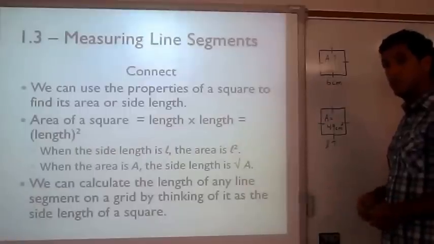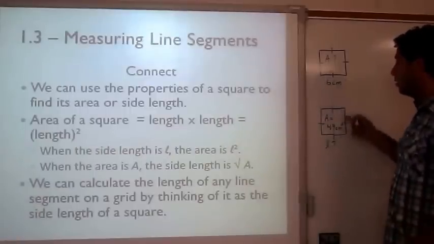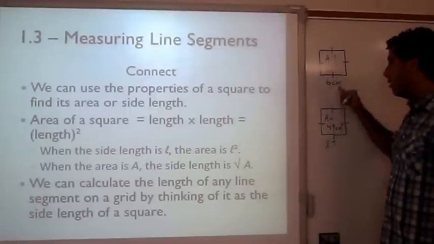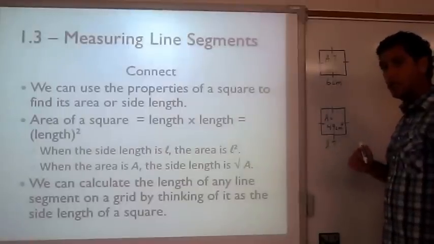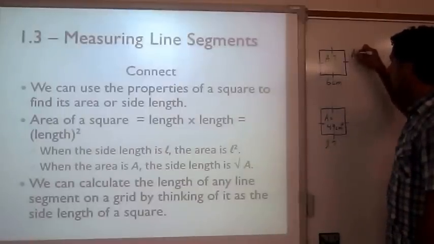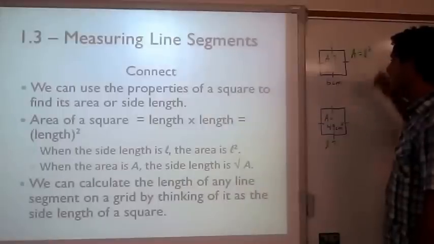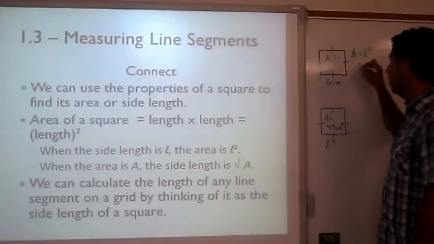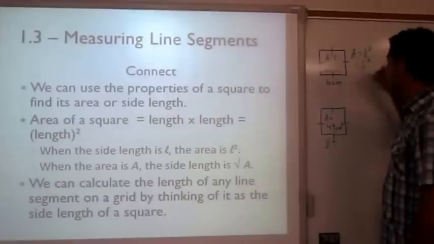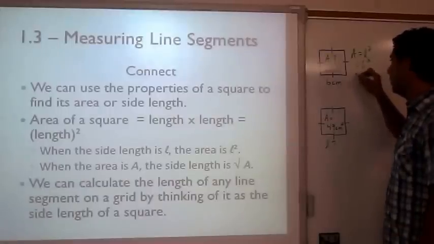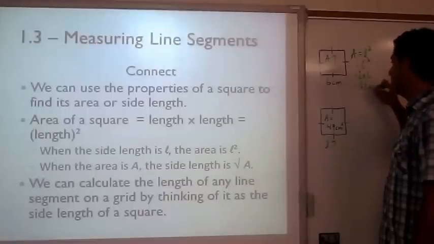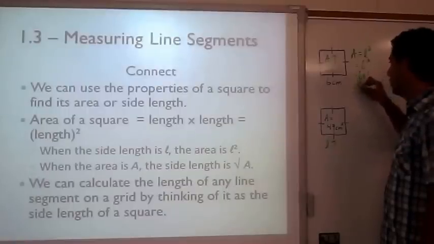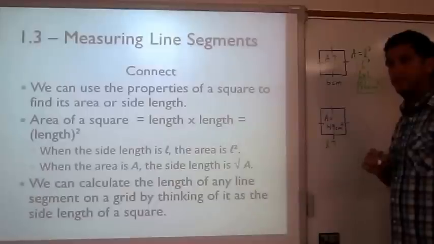To demonstrate those two formulas, let's take two squares. In this case, we are given the side length, which is 6, and we want to know what the area is. The area is going to be equal to the length squared. So we're going to take the length, and we're going to square it, and multiply it by itself. So 6 times 6 is 36 centimeters squared.